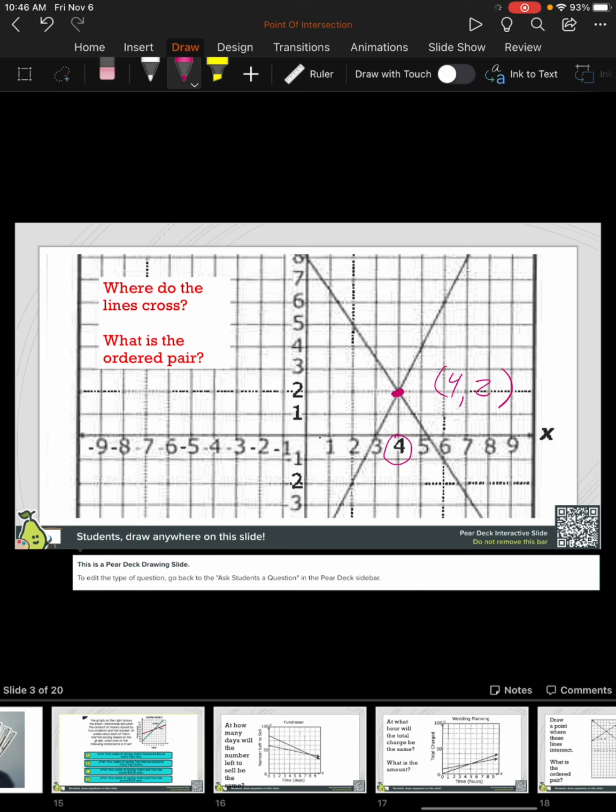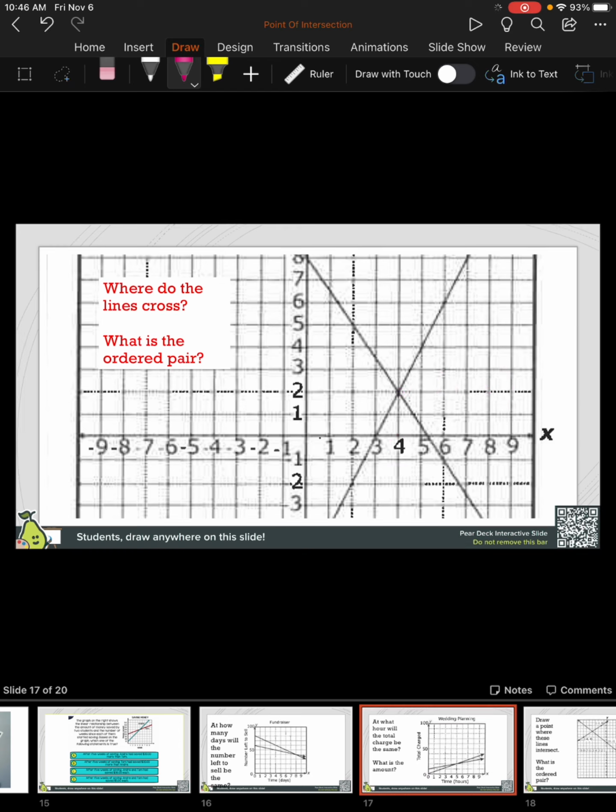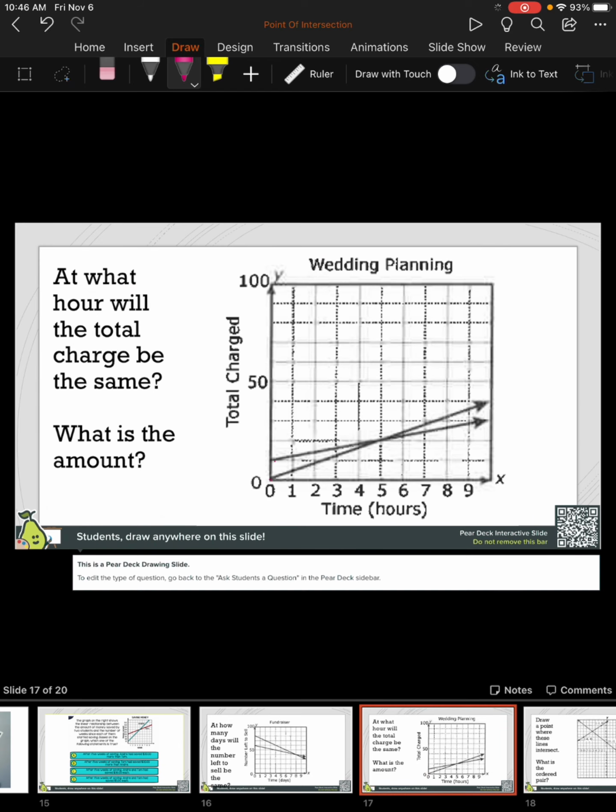All right, what about, let's look at this. So this is a graph that represents a wedding planner's charges. So we've got 2 different lines. So we're looking for where they cross. And so the 2 different charges, this is where they're going to be the same amount.